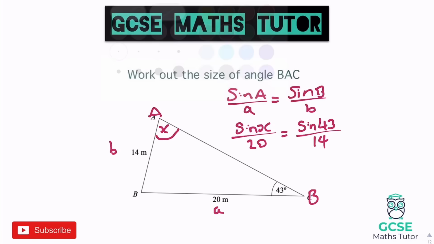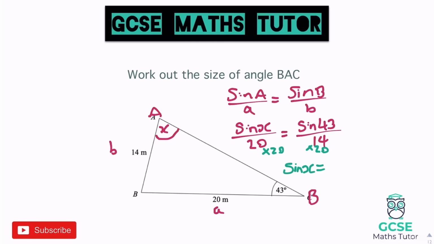Okay, so exactly the same approach as we did before. We can isolate the sine X by timesing both sides by 20. And again, you could work that right hand side out and times it by 20, but I'm just going to go stick it up the top there. So we end up with sine X equals 20 sine 43 over 14. And if we type that into the calculator now, what do we get? 20 sine 43 over 14, and we get an answer here. Let's write it over here. So we get sine X equals 0.97428 and a few more decimals.